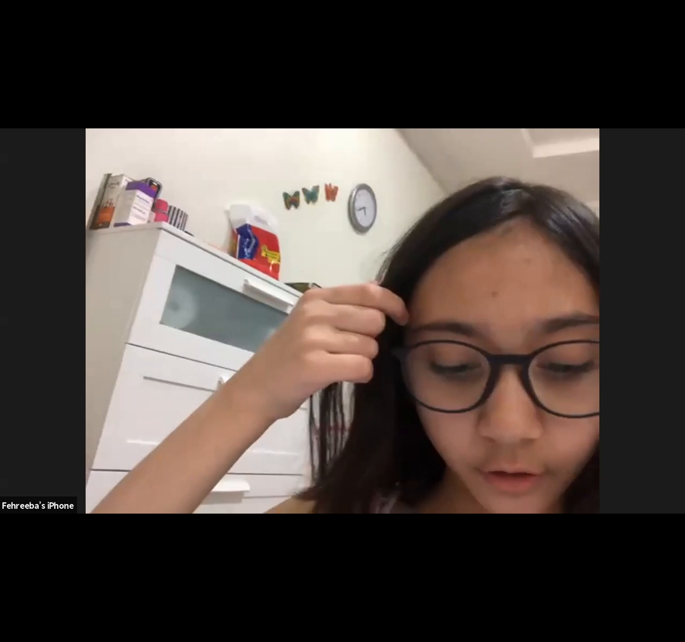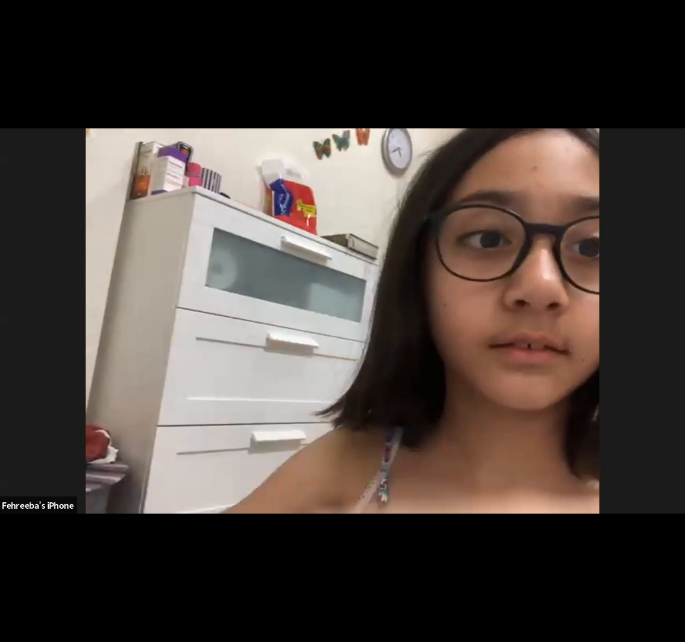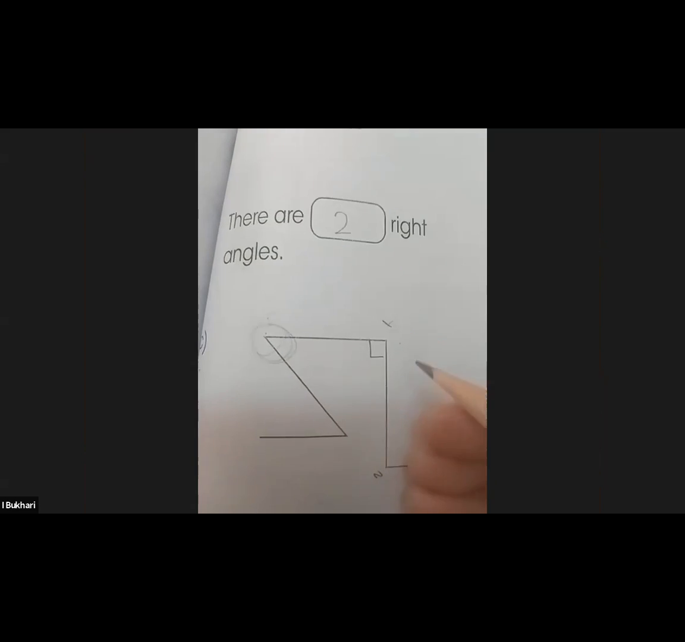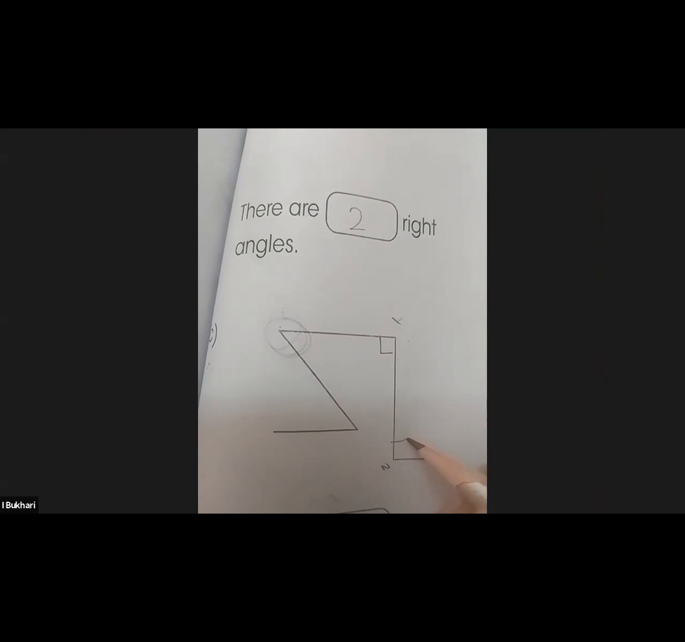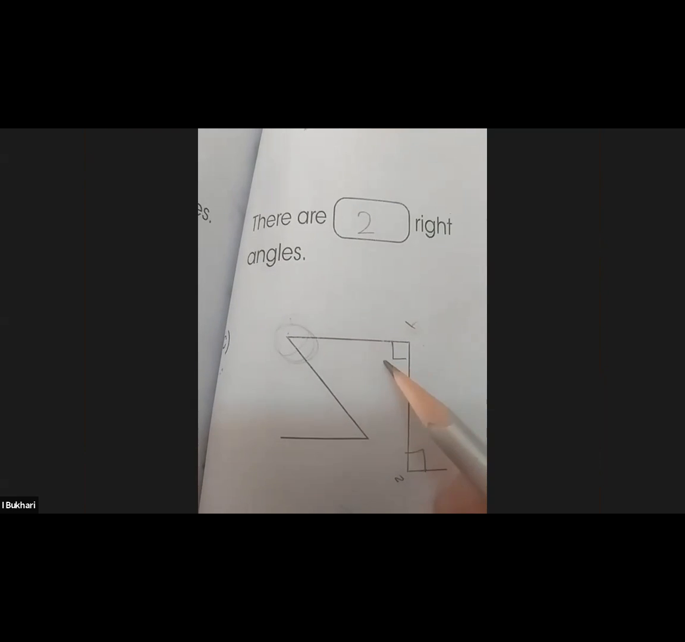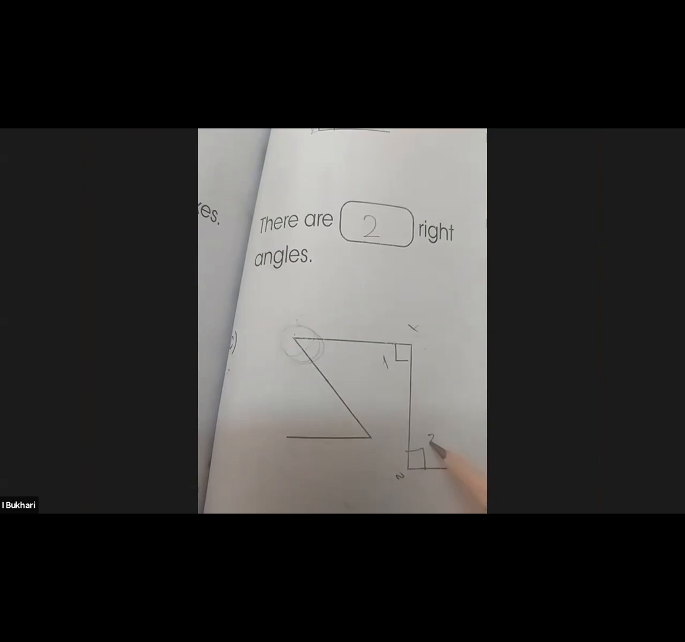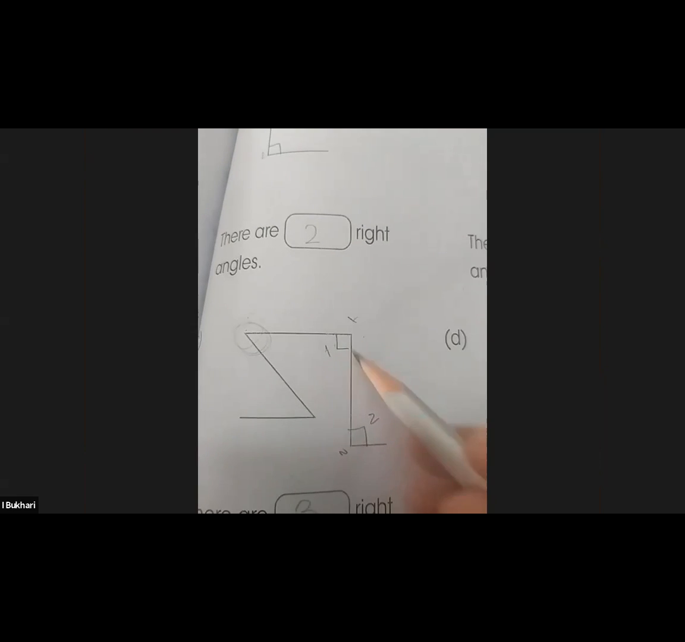4. Now, what about this figure? C, part C. Okay, Fehriba. There are 2 right angles. Yes. Fehriba, please can you kindly turn off your video? Jazakallahu khairan. Yes, this is 1 and this is 2. Okay, so there are 2 right angles in this figure.